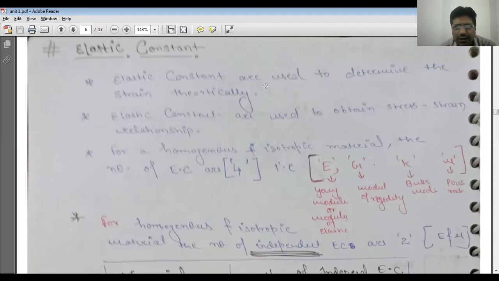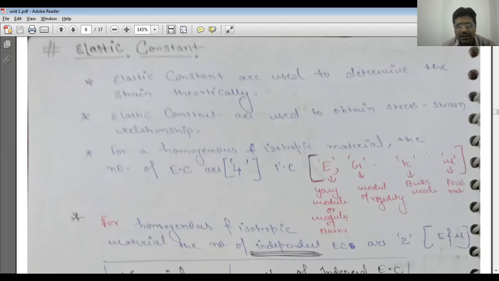So elastic constants are used to determine stress and strain theoretically. Elastic constants are used to obtain the stress-strain relationship. For a homogeneous and isotropic material, the number of elastic constants is four, and those are E, G, K, and mu.